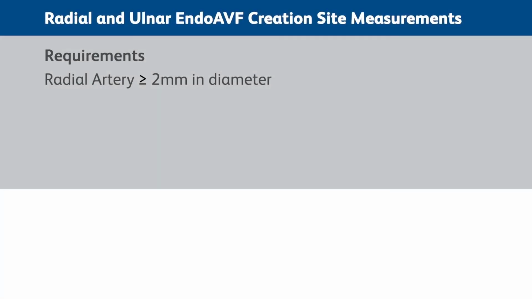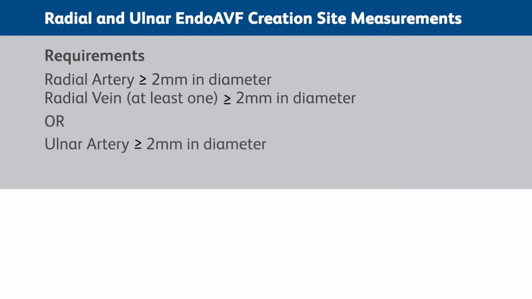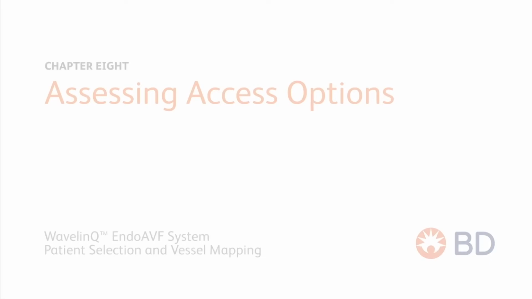In order for the patient to meet the requirement and to continue the EndoAVF screening, they must have a radial artery and at least one radial vein greater than or equal to 2 millimeters in diameter, or the ulnar artery and at least one ulnar vein greater than or equal to 2 millimeters in diameter.